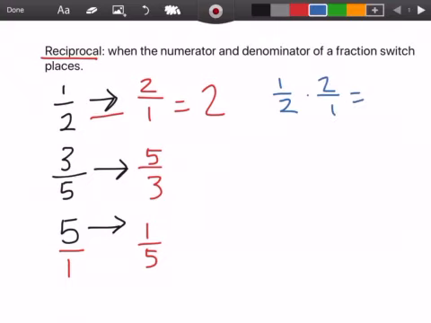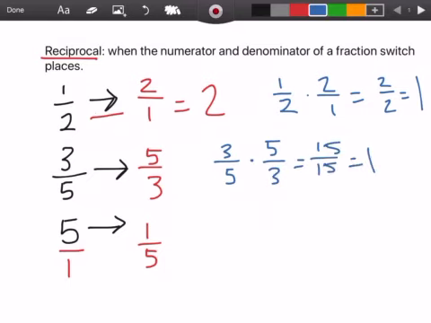Now reciprocals are not equal to each other, but if you take a number and its reciprocal and multiply them together, you will always get 1 whole. So 3/5 times 5/3 gives you 15 over 15, which equals 1 whole. And 5 over 1 times 1/5 gives me 5 over 5, which is 1 whole. So that's just a cool fact about reciprocals.